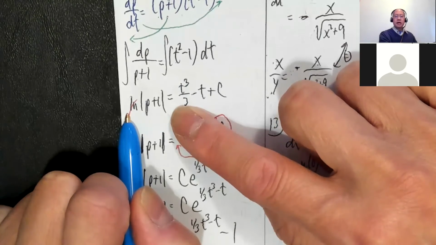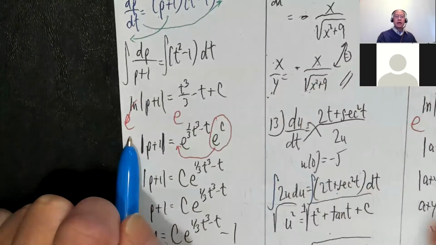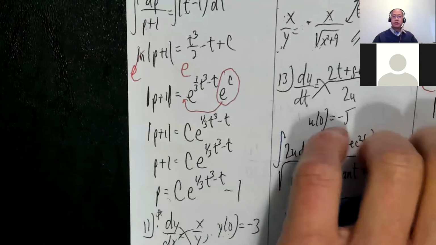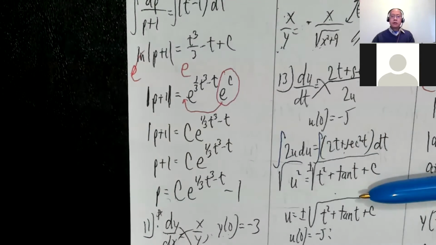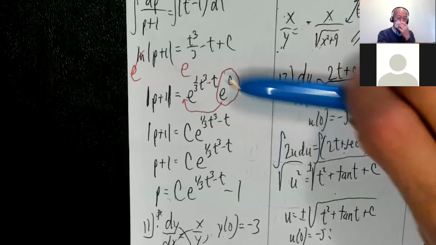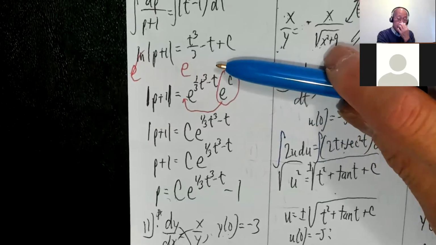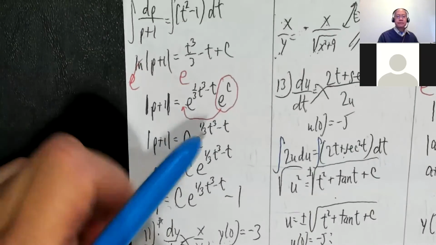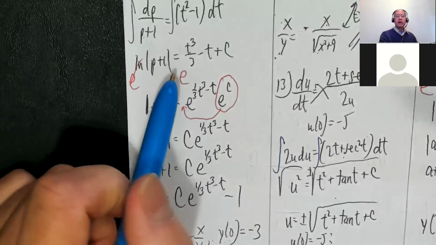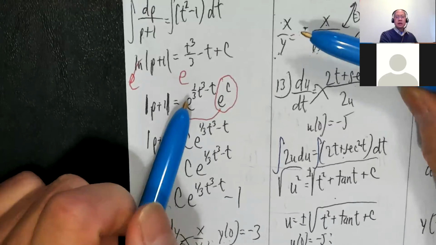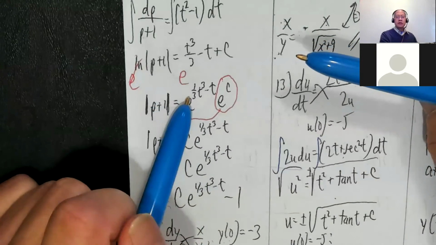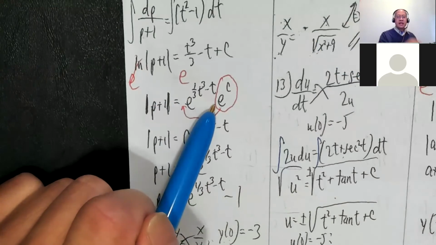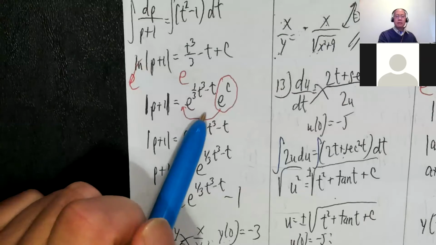First thing I notice is how do I get rid of ln? Exponentiate, right? So put the e down. e to the ln absolute p plus 1 equals e to the all this stuff. And then these guys cancel out. So absolute value of p plus 1. This side, I'm going to rewrite it as e to the 1/3 t cubed minus t, and then e to the c. I'm choosing to split it up.